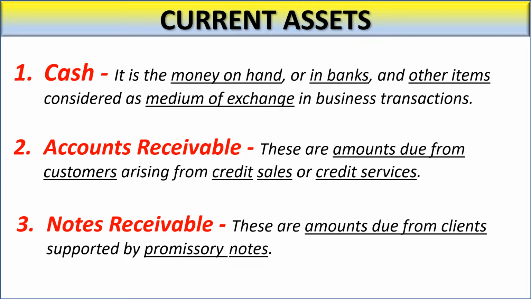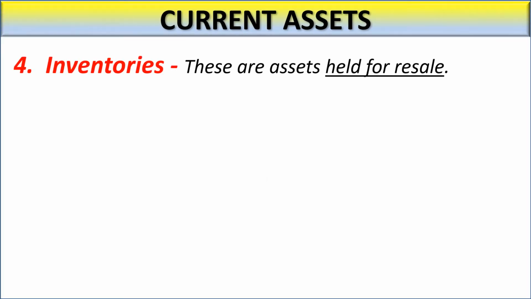These are amounts due from clients supported by promissory notes. So just like accounts receivable, these are also amounts to be received by the company that are due from clients. But this kind of amount or receivable is supported by promissory notes. Number 4, inventories. These are assets held for resale. So these are the products or items or goods that you sell.